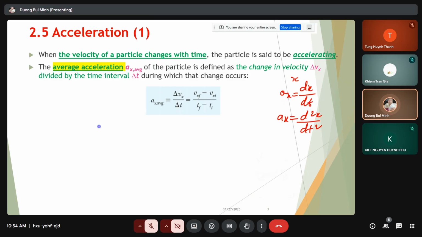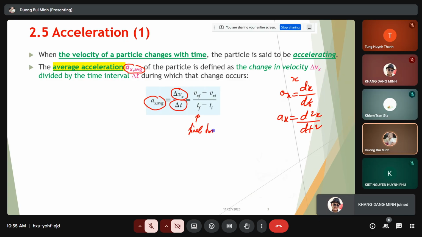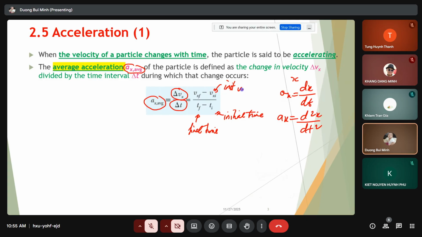And we have the average acceleration here. ax average is delta vx over delta t. So we get vxf minus vxi over tf minus ti. Of course, tf is final time, ti is initial time, this is initial velocity, and vxf means final velocity.